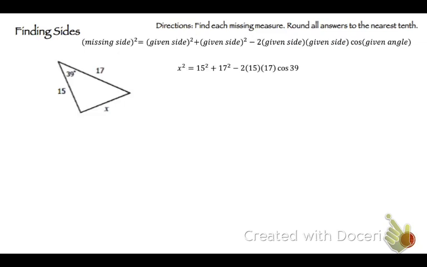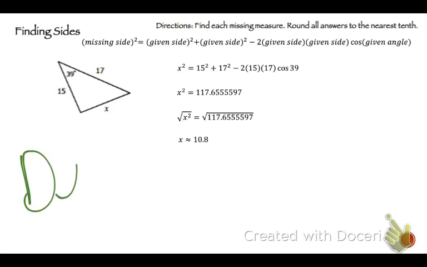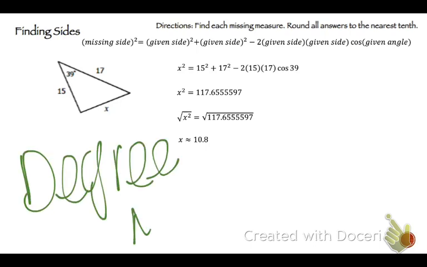Same exact thing. So this is going to be x squared equals 15 squared plus 17 squared minus 2 times 15 times 17 times the cosine of 39. Put the whole thing in your calculator. Square root both sides. You get x equals 10.8. Okay, make sure when you're putting that in your calculator, if you're not getting that same number that I'm getting, check that your calculator is in degree mode. This has to be in degree mode.